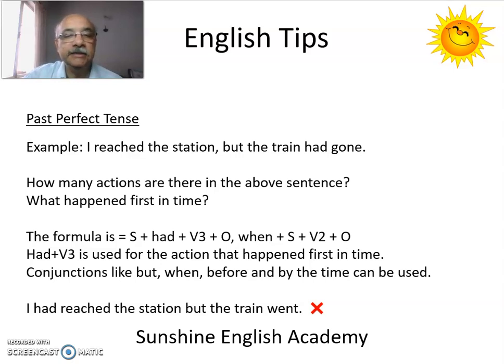Look at the sentence below. I had reached the station, but the train went. Now, this is incorrect because I reached after the train went. We have to use had plus V3 for the first action. So it should be the train had gone, not went, and here had is not required. You have to say I reached the station.